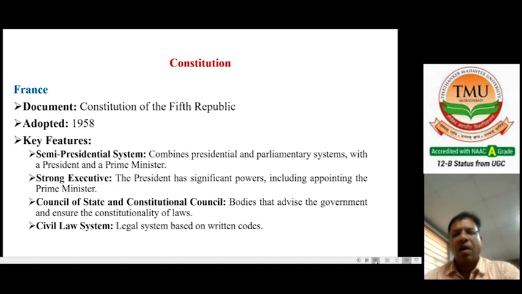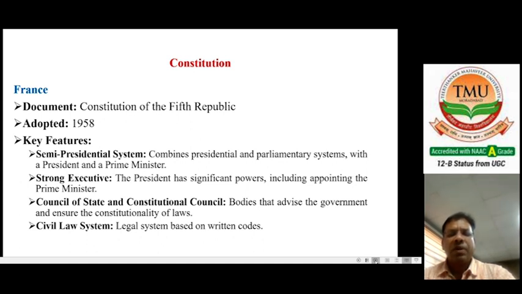Next, the constitution of France. When we talk about the constitution of France, that document is the constitution of the Fifth Republic, and it was adopted in 1958. And here are also some important features of the constitution of France. First important feature, that is semi-presidential system. That means it combines presidential and parliamentary systems with a president and a prime minister. That means it is not like the USA presidential system of government, or unlike India, where there is a parliamentary system of government. That is a mixed kind of system, called the semi-presidential system of governance.